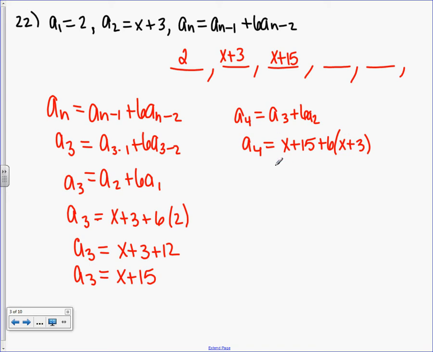Okay? So x plus 15 plus 6x plus 18. Distribute, right? Combine like terms, what do you get? 7x plus 33 is my fourth term.